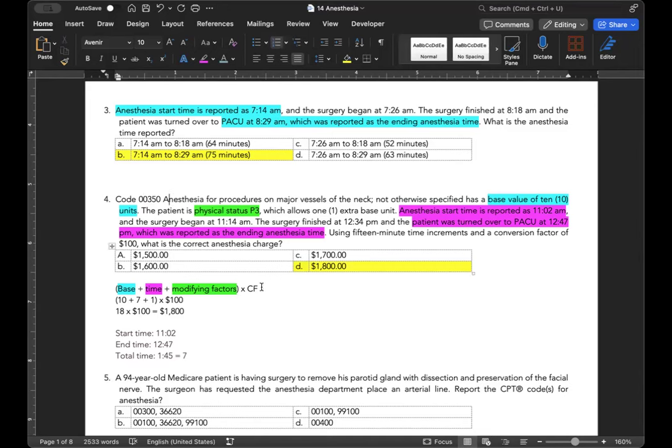So again, this formula here is what Dawn was saying that she has written in her anesthesia guidelines. I have it written in mine as well. But this is a formula that if you have a question like this on your exam, then this is the formula that you'll use to figure out your correct anesthesia time.